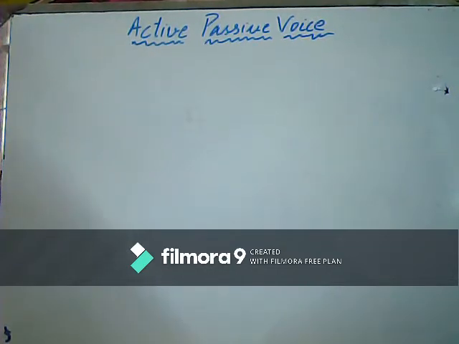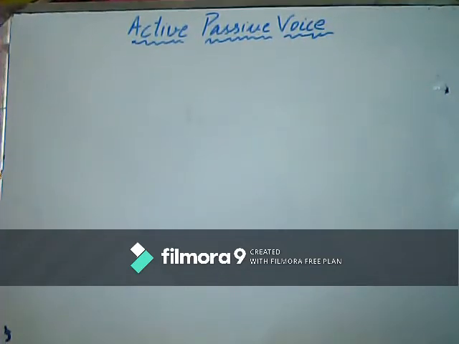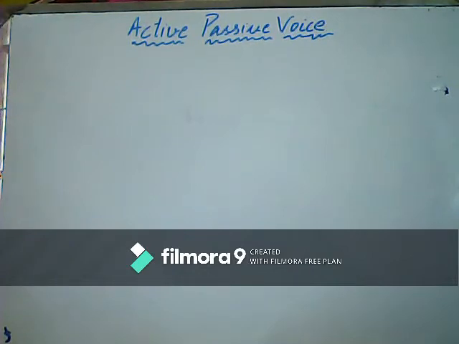And let me tell you what is basically the use of active and passive voice. Passive voice is used when we want to suppress, or we don't want the doer of anything to be highlighted. Then we use the passive voice.